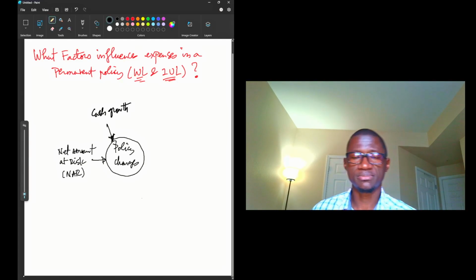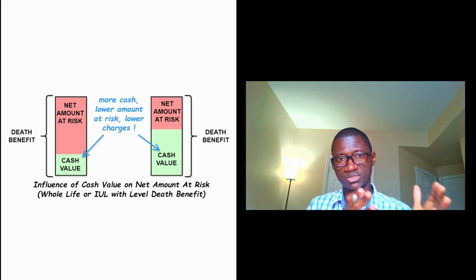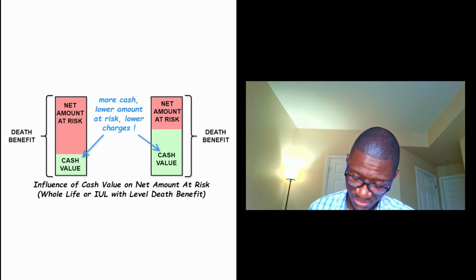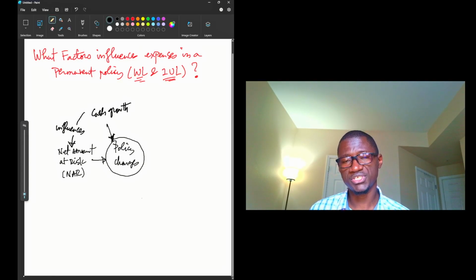So why is it important? Because in the previous episode, we reviewed how the cash accumulates in a policy in relation to the death benefit. So whether you're talking about whole life or index universal life, the cash accumulation has a direct influence on the net amount at risk. So this one influences the death benefit, which in turn has an impact on the net amount at risk.